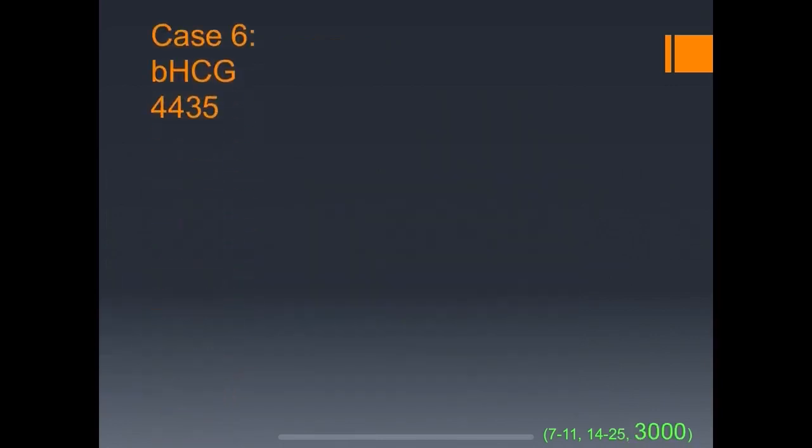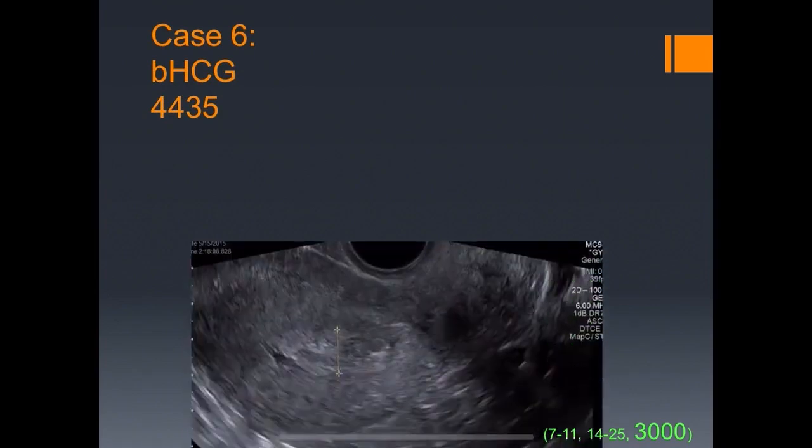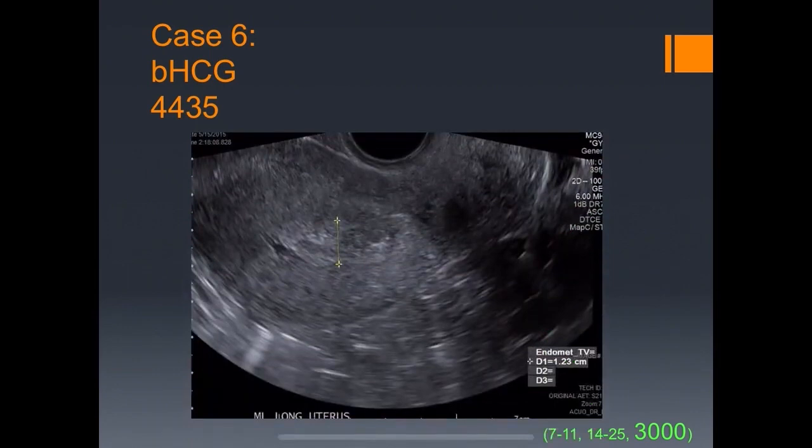And finally, this is the next case, case number 6, a beta of 4,435. So this takes us to our last number. So 3,000 is the cutoff. Here we didn't see an endometrial, we don't see an intrauterine gestation. So 3,000 is that cutoff where we should see something, we should see an intrauterine pregnancy.